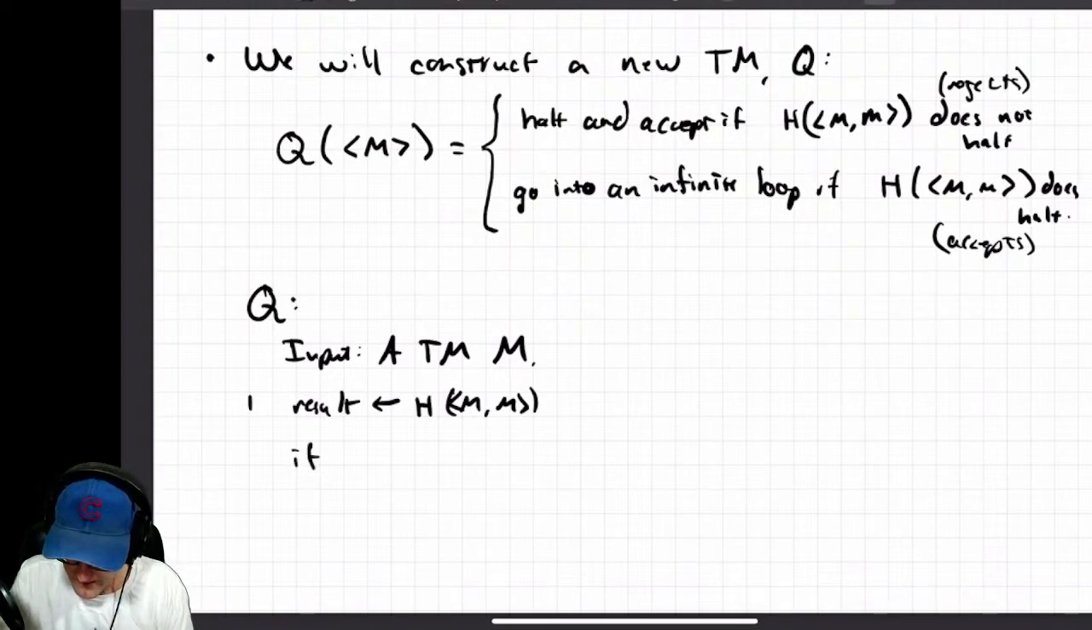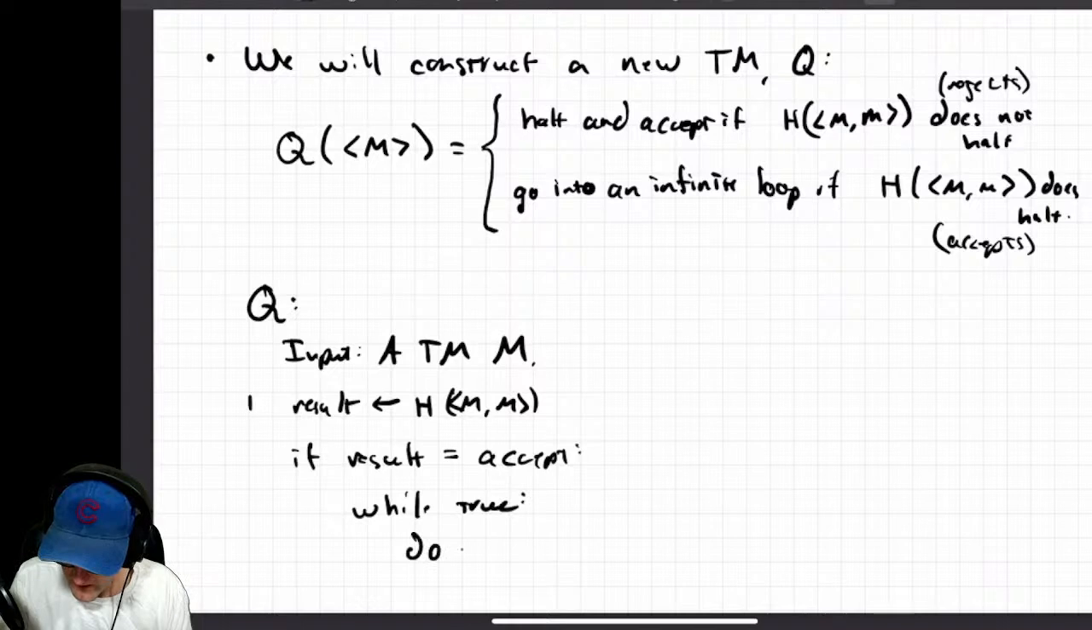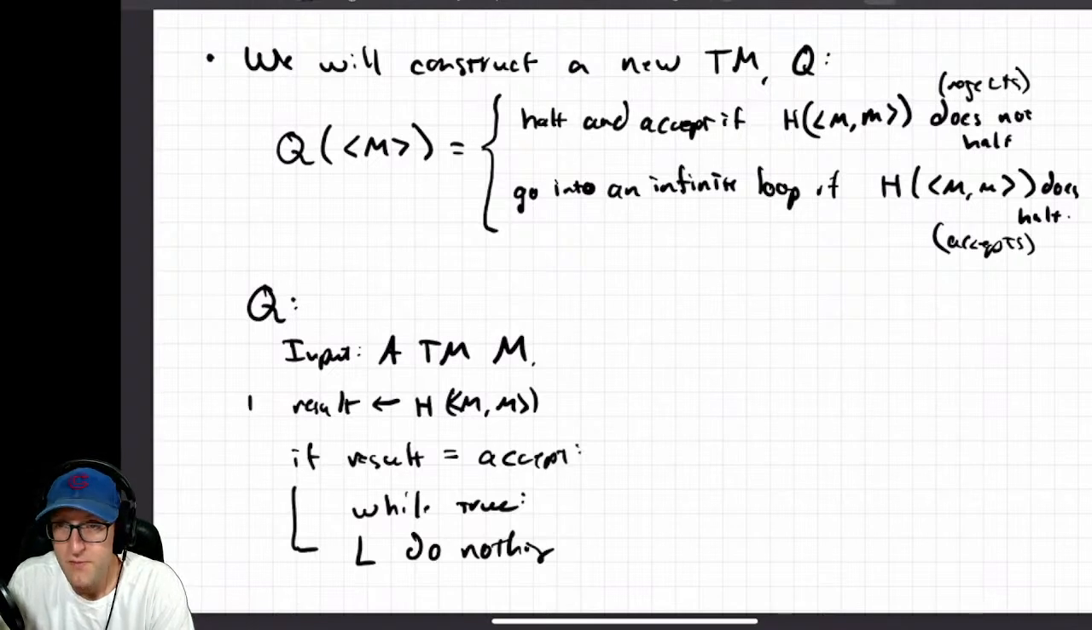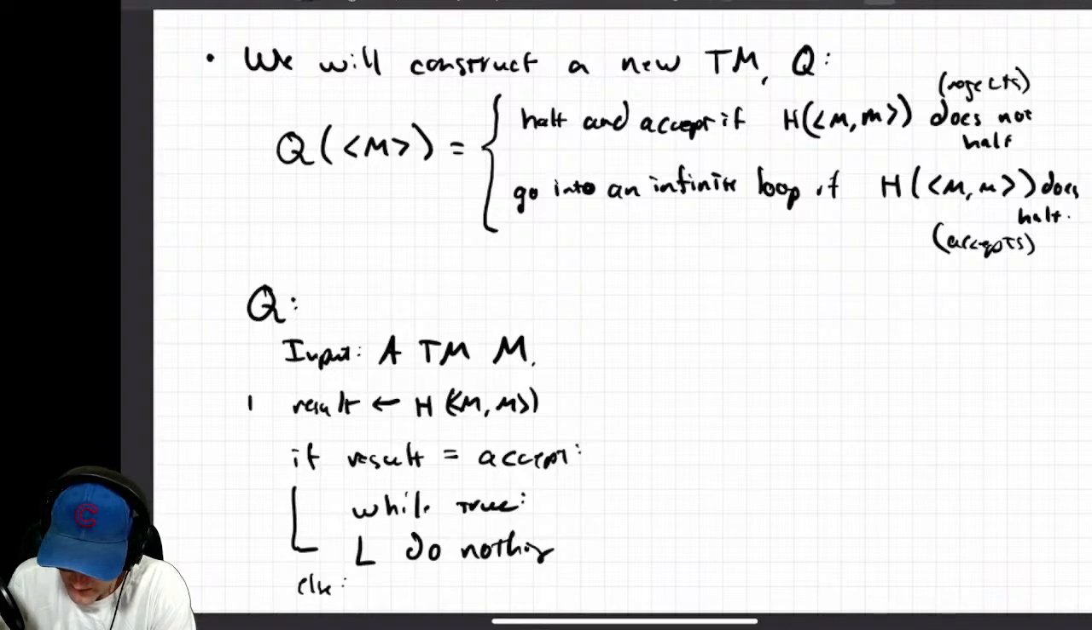And if the result is equal to accept, then I'll go into a while loop. While true, do nothing. Any language will allow you to write a loop like that: while one, and then an empty loop body. Else, and here I've run out of room, but that's okay.